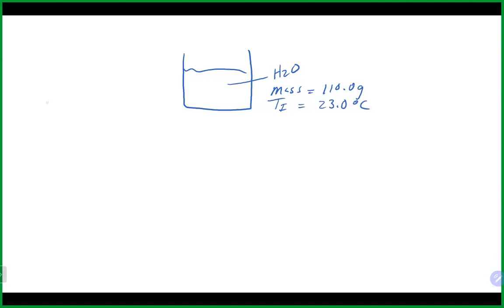And you could take a piece of metal. So we got some water. We could take a piece of metal. And you could get the mass of the metal and we could weigh it out, and we'll just say we got like 85.0 grams of the metal.